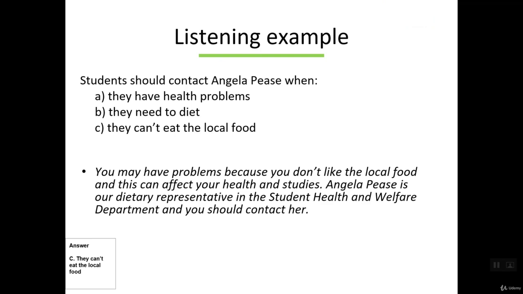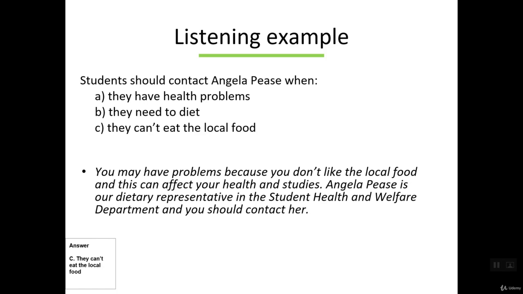The students should contact Angela Pease when? So I make the stem a question. When should students contact Angela Pease? This helps me to focus on the answer to the question. When they have health problems, need to diet, or they can't eat the local food.